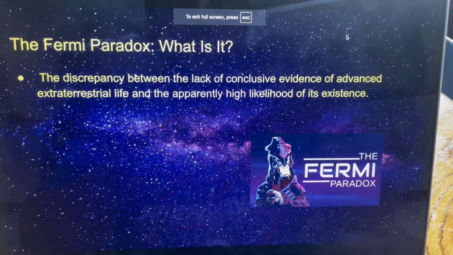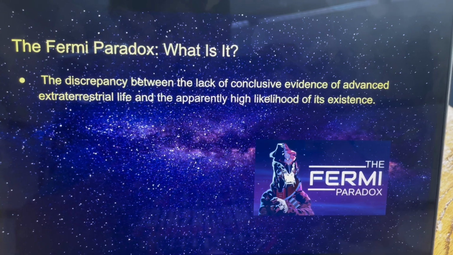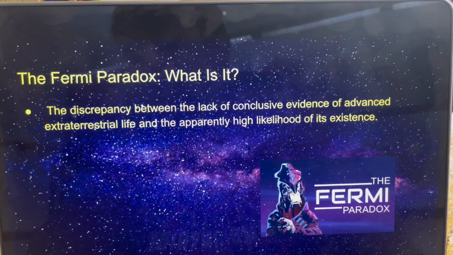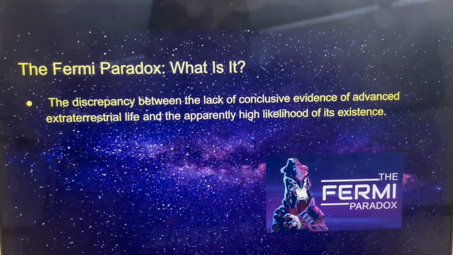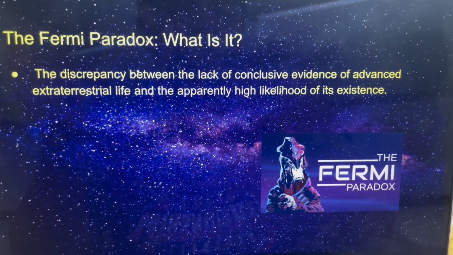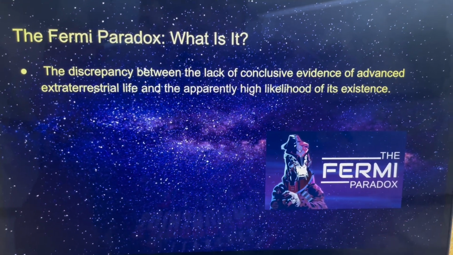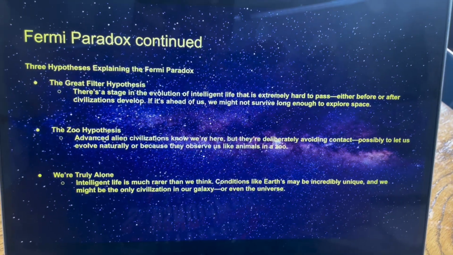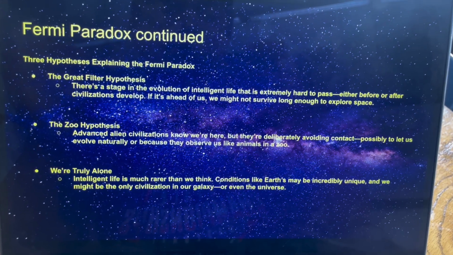Now we have the Fermi paradox. What is it? It's the contradiction between high chances of alien life and the fact that we haven't seen or heard from any of it. So it's the idea that there still might be extraterrestrial life out there, but there's no signs of its existence. These are the three main and more popular hypotheses explained.